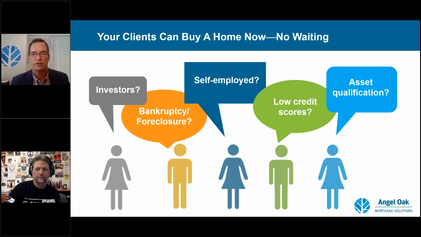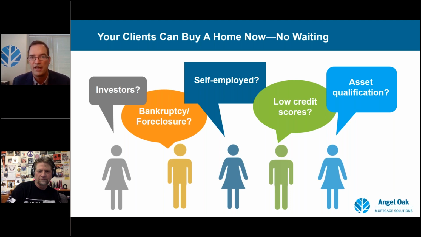All right. So here is, this isn't a scenario, but I just like stick figures, and I think these are pretty good just to give you an idea of the different categories. So we talked about investors, we talked about bankruptcies, foreclosures, an event, self-employed, those bank statement, alternative income, that's a really big category, and then low credit scores. I think I want to just, it's not a scenario, but there's a couple of interesting facts that a lot of people don't know.